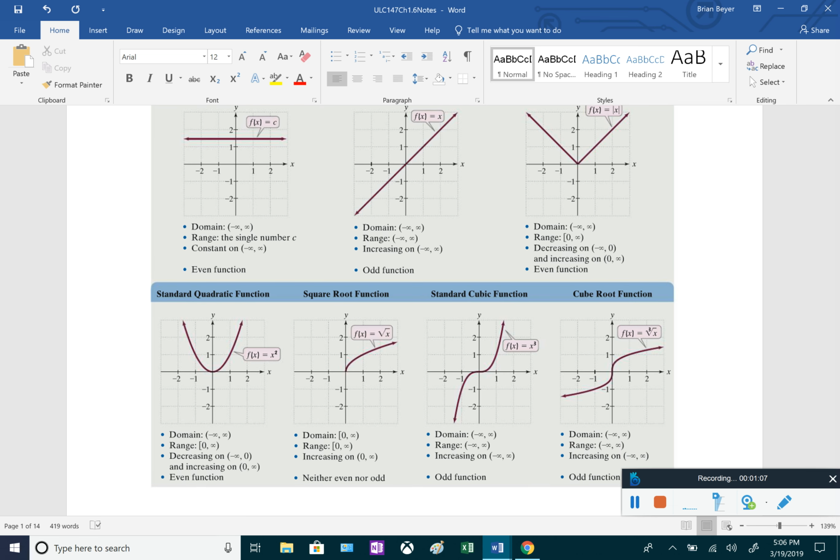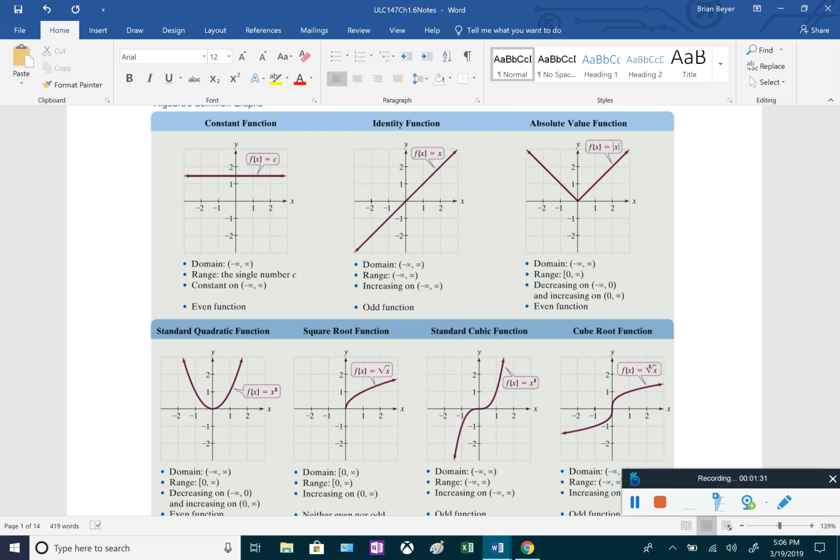And the quadratic function, bottom left here, is f of x equals x squared. So it is a parabola. And we can see the domain and range below it, as well as when it's decreasing and increasing. And then we have the square root function, f of x equals the square root of x. The cubic function, f of x equals x cubed, and the cube root function, f of x equals the cube root of x.